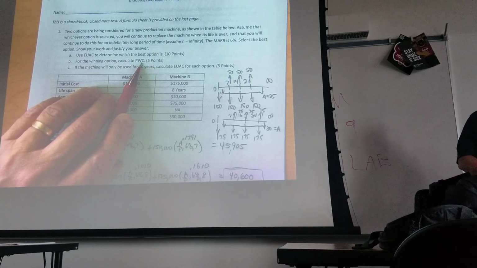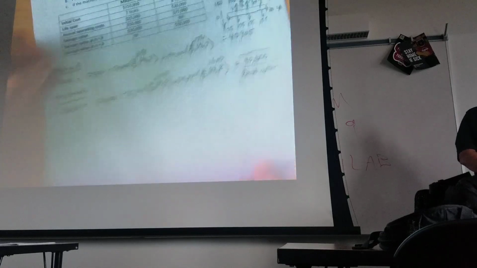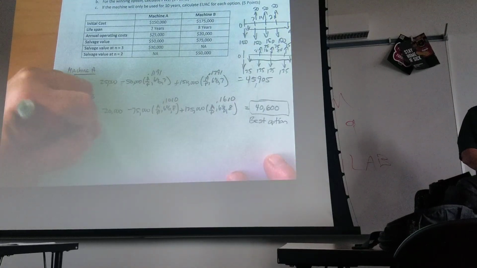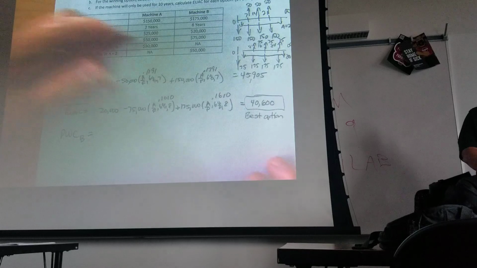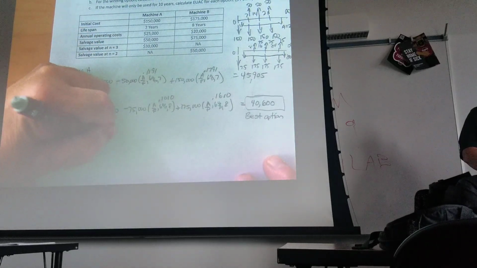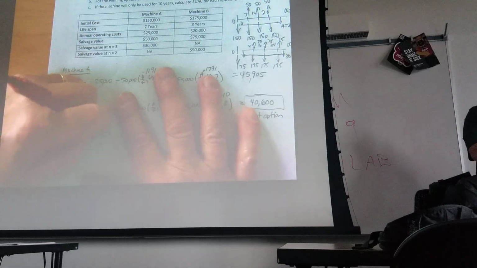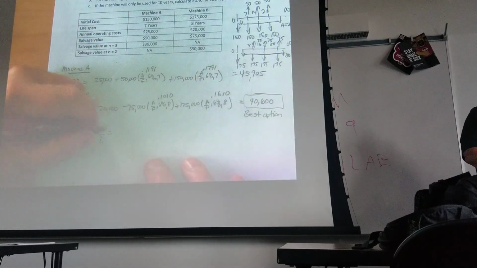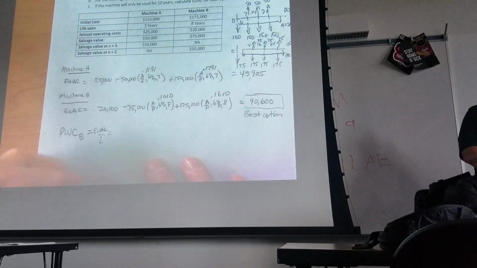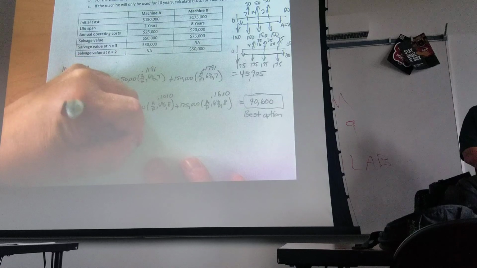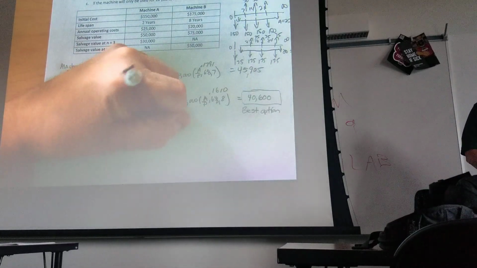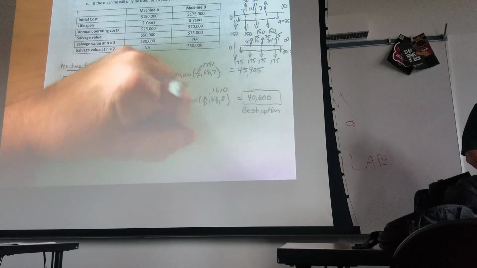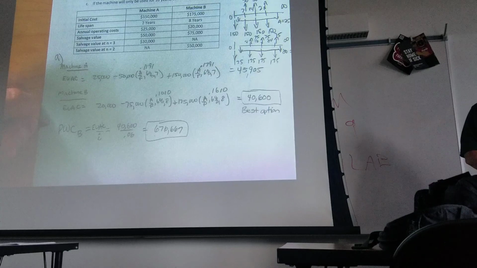the winning option. Okay, so that's B. So the present worth of the cost for B, because it's going on forever, we call that capitalized cost, equals A over i, equals, in this case, A is EUAC, and that's 40,600 over 0.06. So that's part A, this is part B.